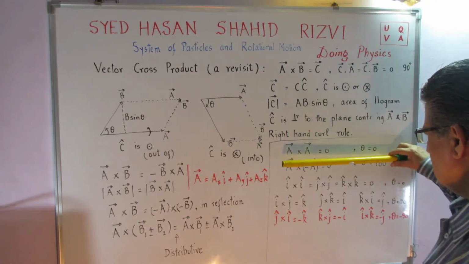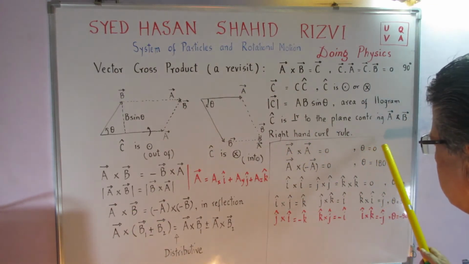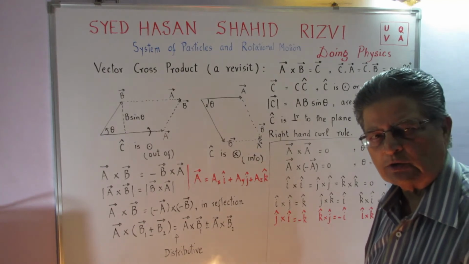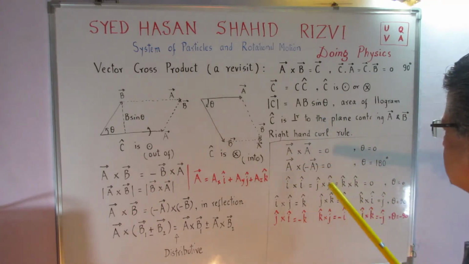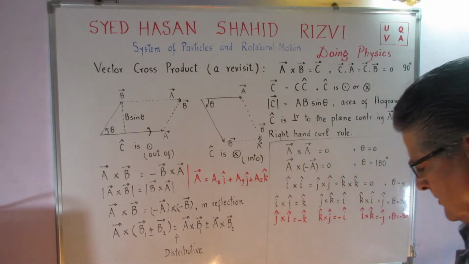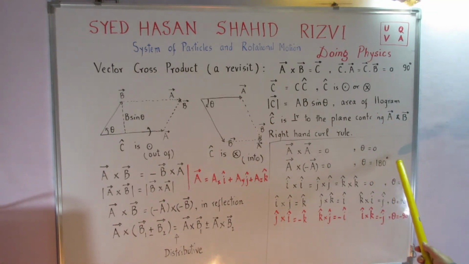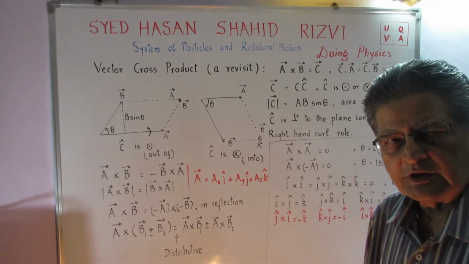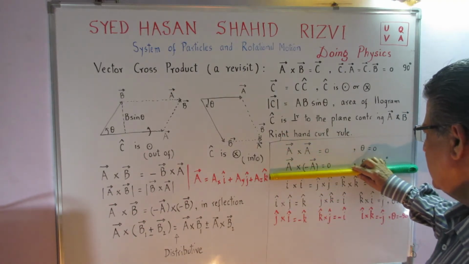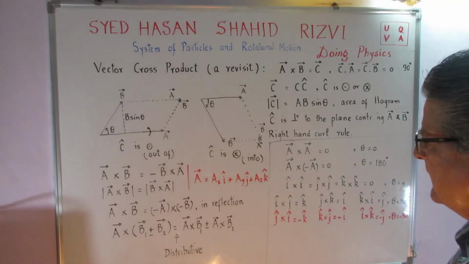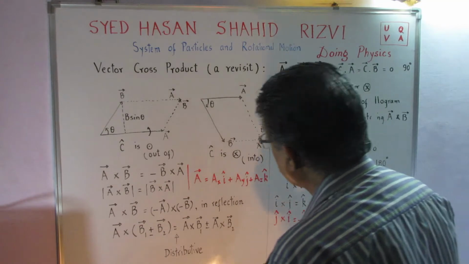Now one more result I want to introduce to you: A cross A is equal to 0 because the angle theta is equal to 0, and sine of 0 is equal to 0. Also A cross minus A is equal to 0 because the angle is 180 degrees, and the sine of 180 degrees is also 0, like the sine of 0 degrees.